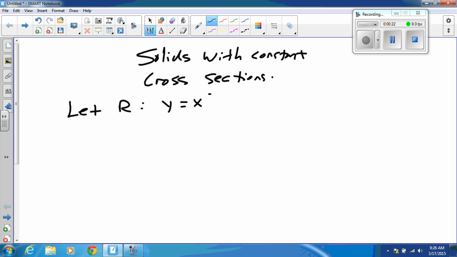Let R be defined by y equals x squared and y equals 4. A very familiar region to us. Go ahead and sketch R.